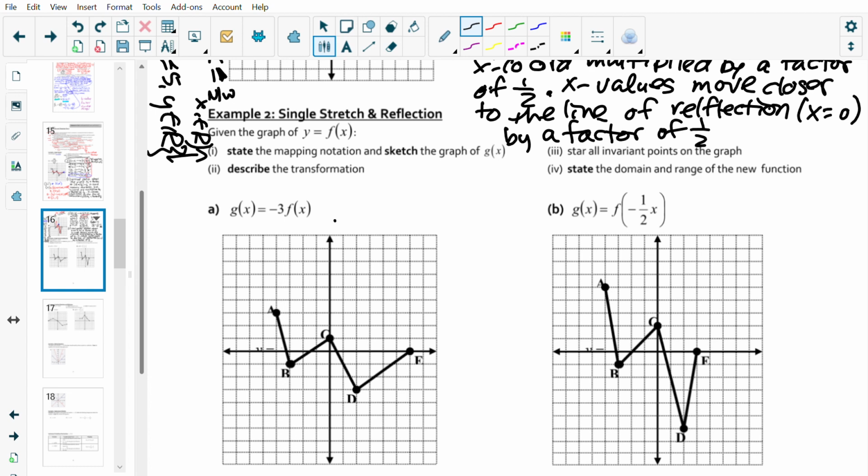Whew. Okay, next one. Let's keep going. More and more practice. Practice, practice, practice. Okay. Example 2, single stretch and reflection. Given, so before we just did just a single stretch, right? Just one factor. Now we're going to mix it up and do 2 transformations in one. We're going to do a stretch and a reflection. Okay, one of each.